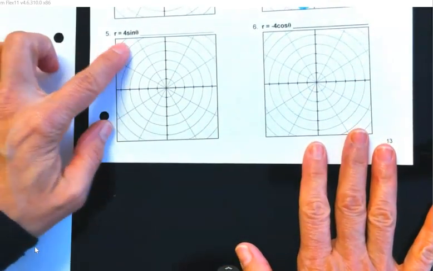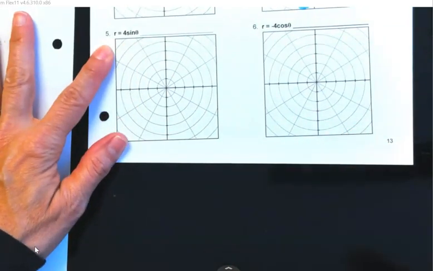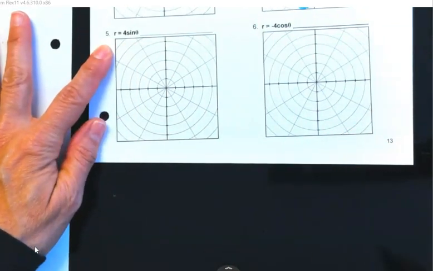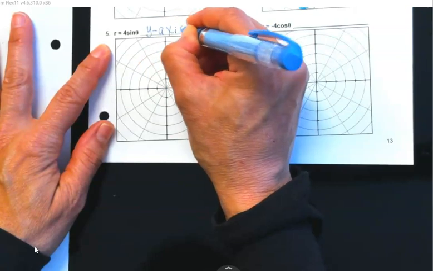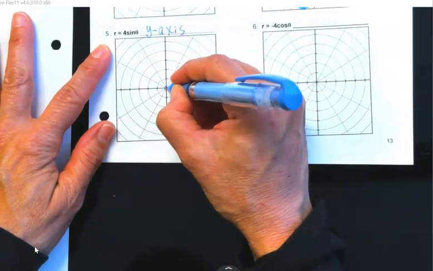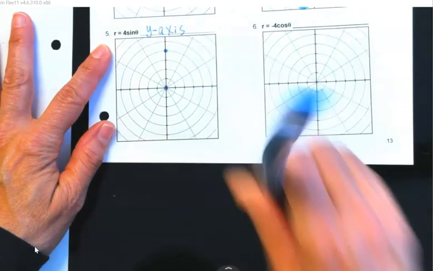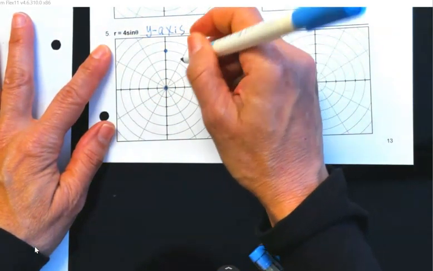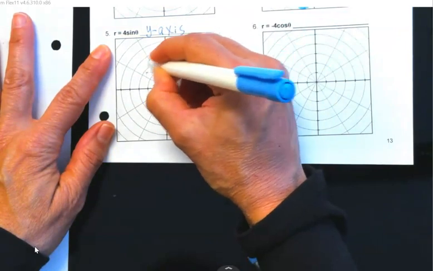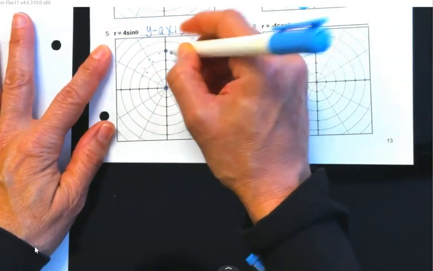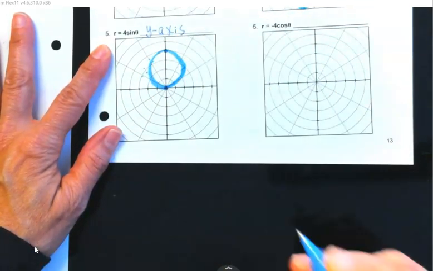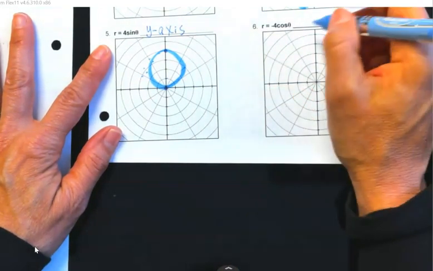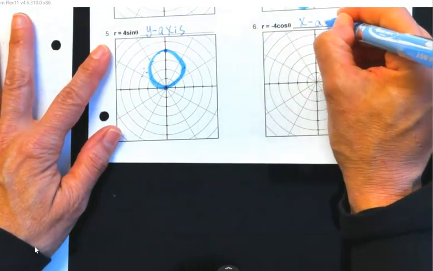All right, so for these bottom 2 guys, remember r equals 4 sine theta. These are circles, but they're stuck on an axis. So 4 sine theta is going to be stuck on the y-axis. So guys, just draw that the best you can. Draw the top and the bottom there. And then we're going to have a circle over here on the left side for problem 6 because it's on the negative side of the x-axis.